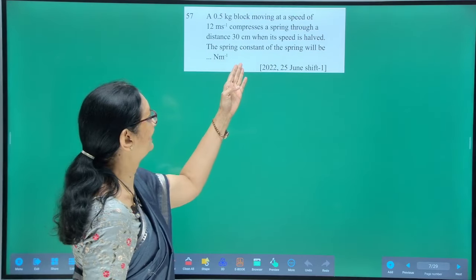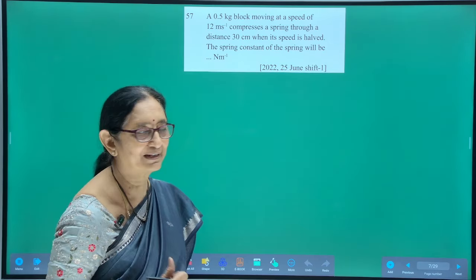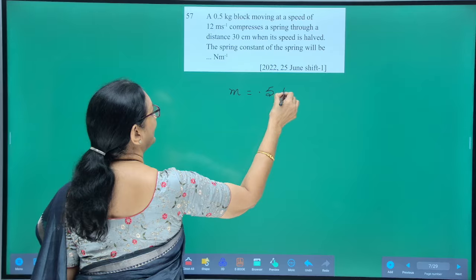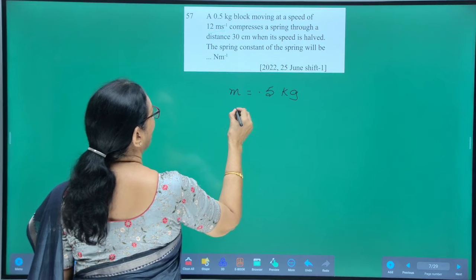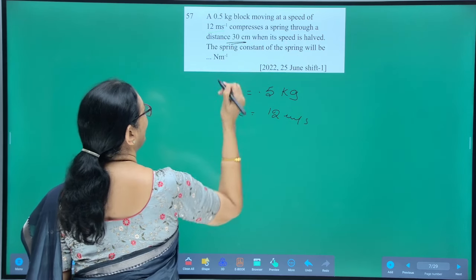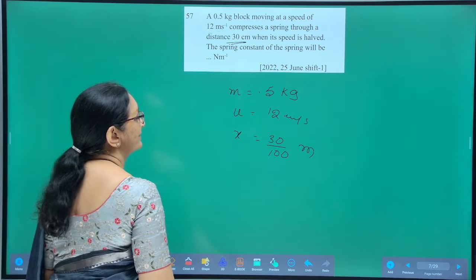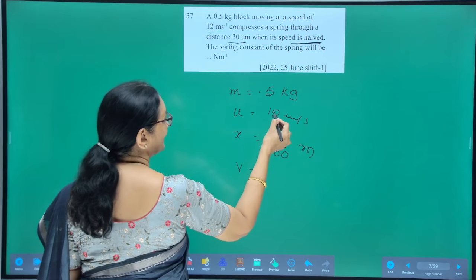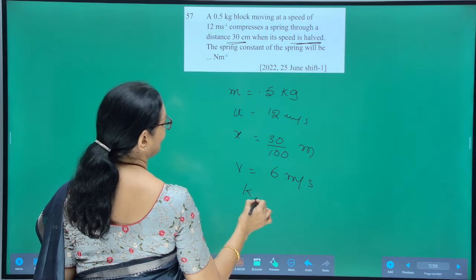See the next problem, exactly a similar model with changes in the numericals. Look here, a 0.5 kg block. Mass of the block is given as 0.5 kg, moving at a speed of 12 meter per second. Initial velocity is given as 12 meter per second. It compresses a spring through a distance of 30 centimeters. If you convert that into meters, 30 by 100, when its speed is halved. So the final speed is halved, 12 by 2, it is 6 meter per second. What is the spring constant?